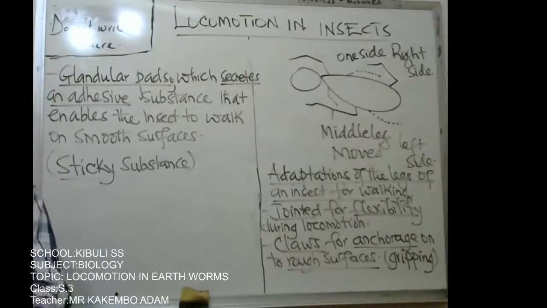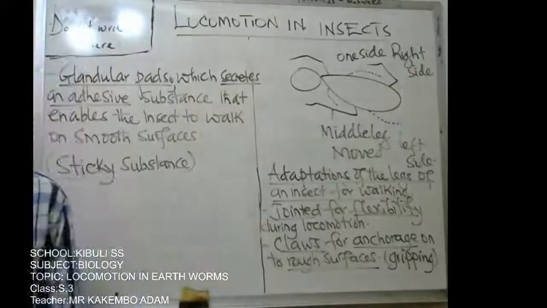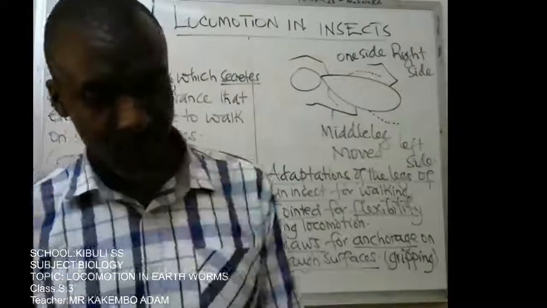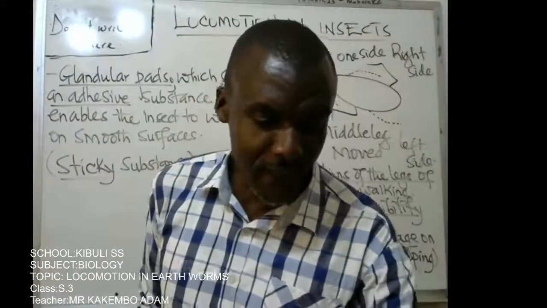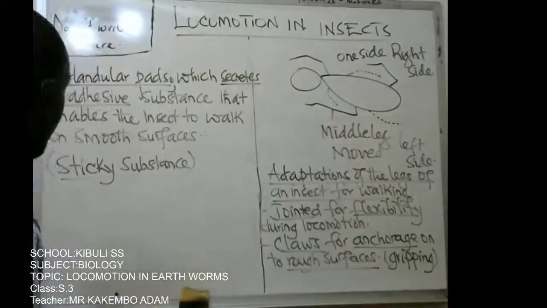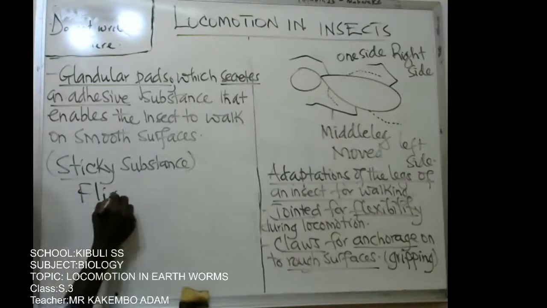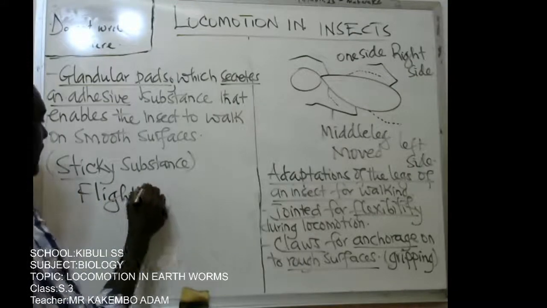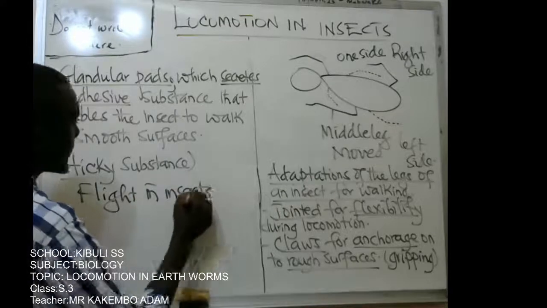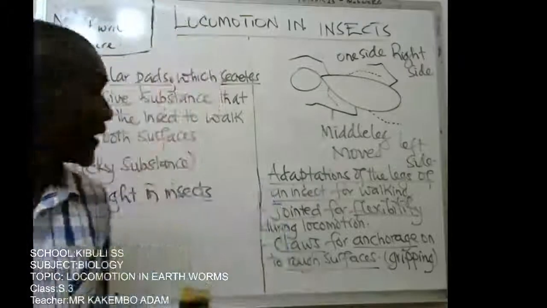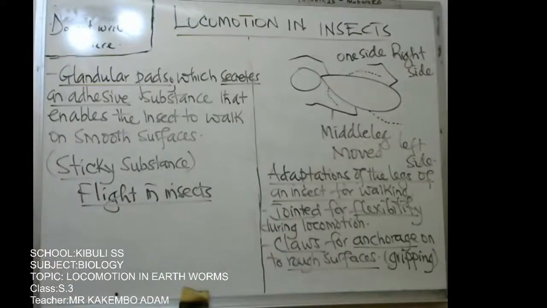Then we also said some insects have wings so they can fly. So we can also look at flight in insects, how locomotion is achieved by flight. Flight in insects is only possible in those insects that possess wings.